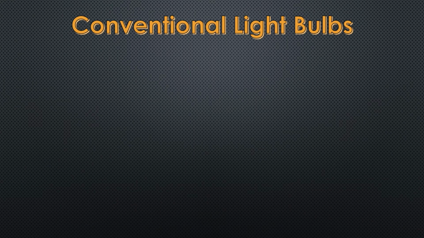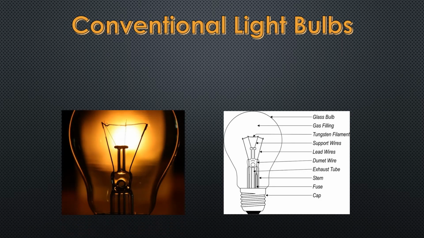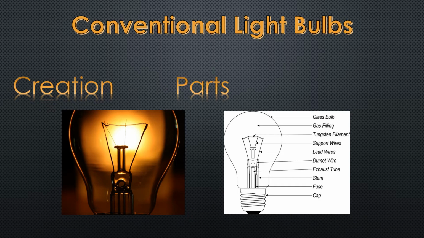LEDs are relatively new. The traditional conventional light bulb was invented by Thomas Edison, and he patented it in 1879. The parts of a light bulb are simple, but the bulb itself is filled with an inert gas to keep the filament from burning out. Electricity is passed through the filament, and when it heats up, it throws out photons, creating light.